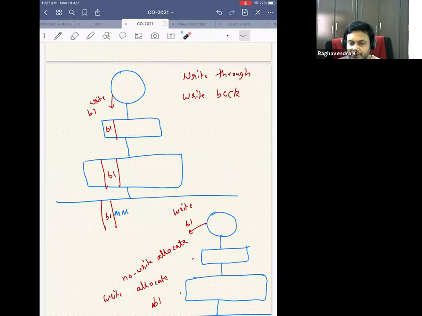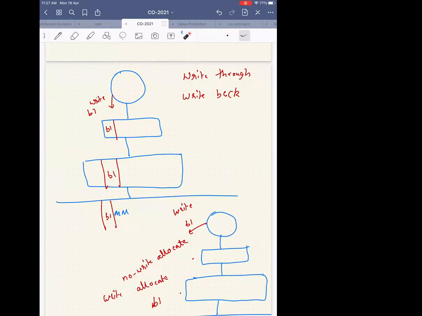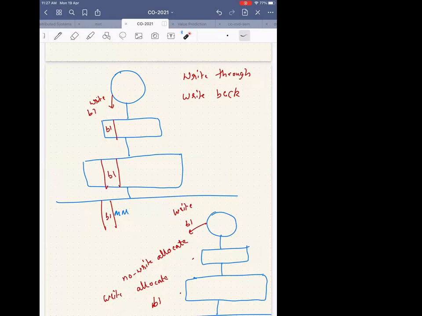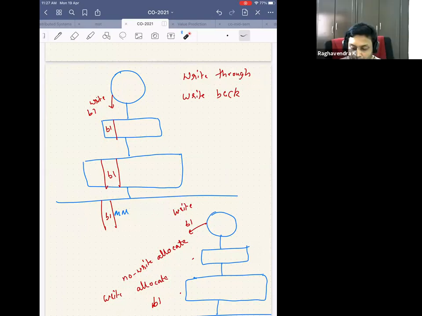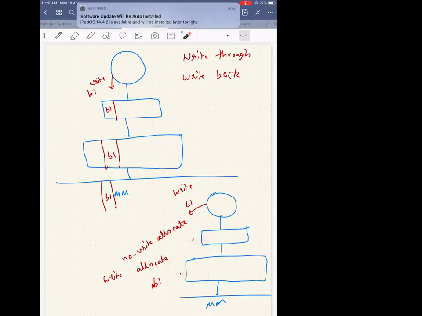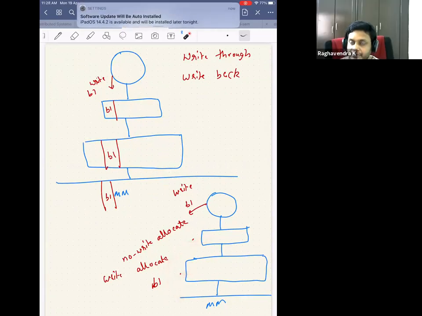Any answer is fine. Write allocate, because you have to keep it in every cache block. Why? Since whatever will be in L1, we have to keep. No write allocate means I am not fetching either here or here. I am not even fetching the block. I am not keeping it in any. No, sir, I said write allocate.